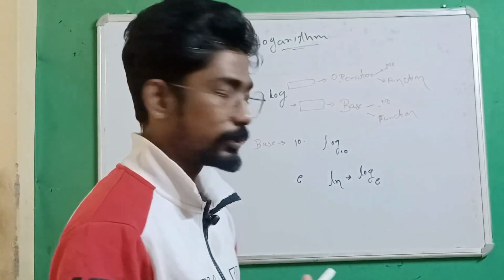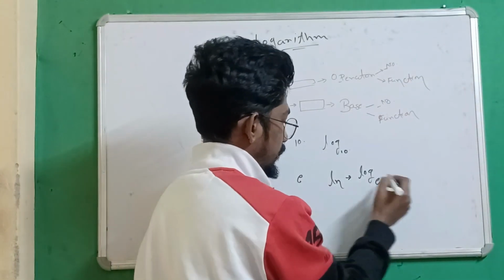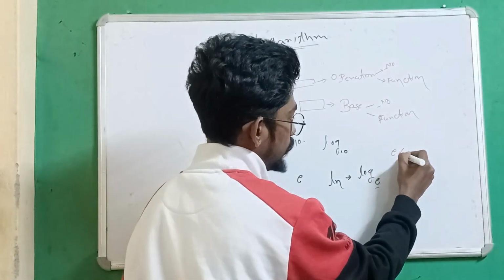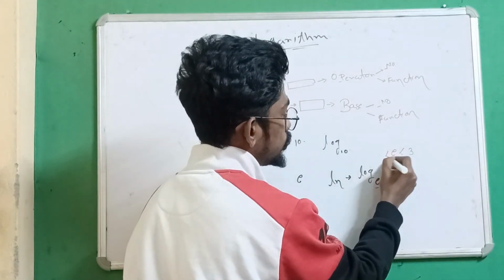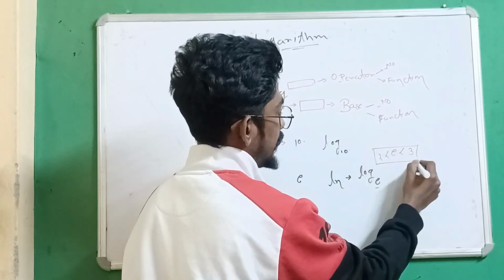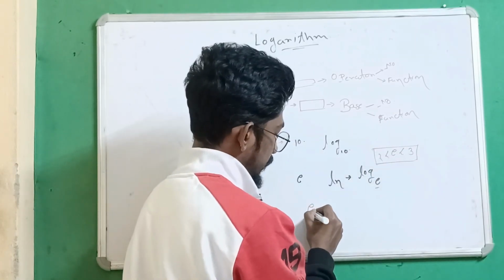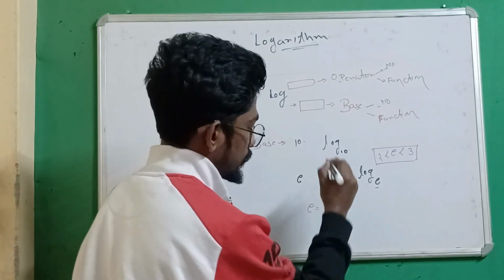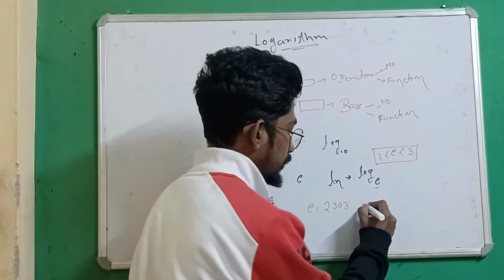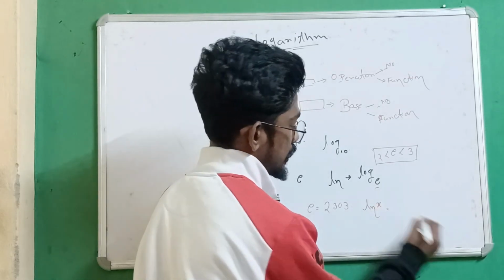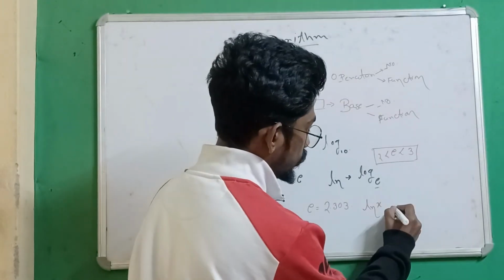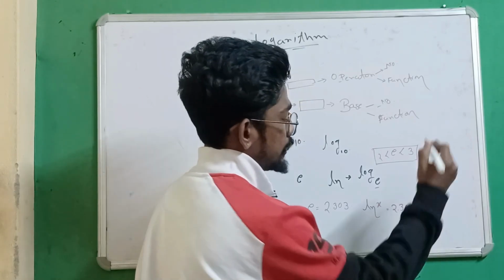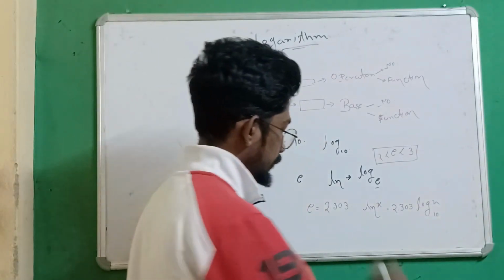In physics also you will find this. What is the value of this e? The value of e is in between 2 and 3. The exact value of e we write as 2.303. So from that you can say ln of any number x is nothing but 2.303 log of x with base 10.